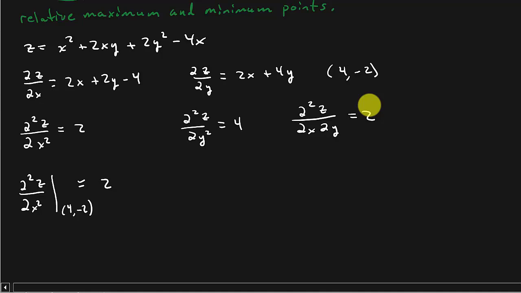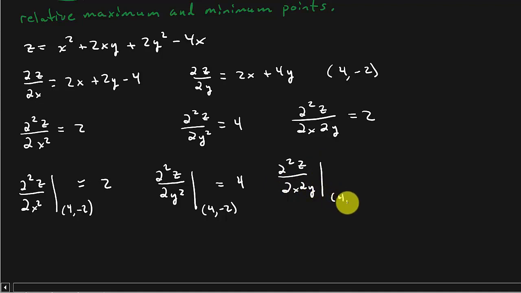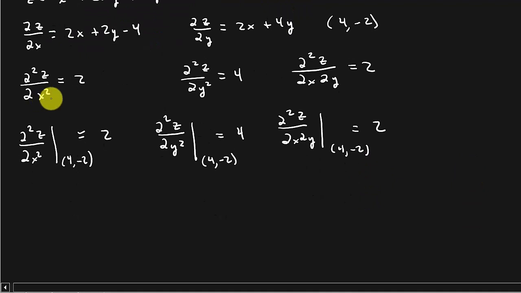And I think in the next example, we'll have x's and y's still in here. But I'm letting you know that you're taking the point (4, -2), plugging it into each one of these. That's why I'm showing this work here. And yes, I know we're just getting the numbers that we're seeing. But I want you to know that we're plugging them in. That equals 4. And then this one, evaluated at that point, is equal to 2. So I evaluated each one of these second partials at the point (4, -2).